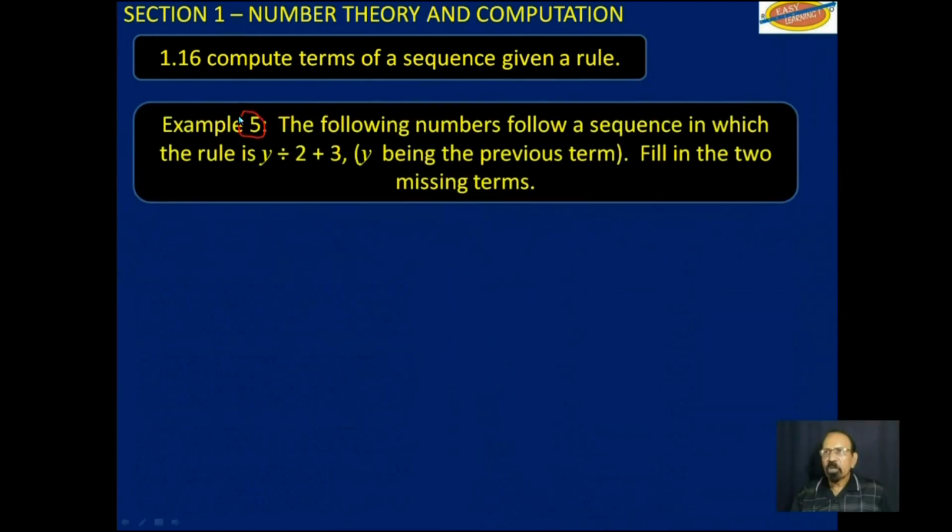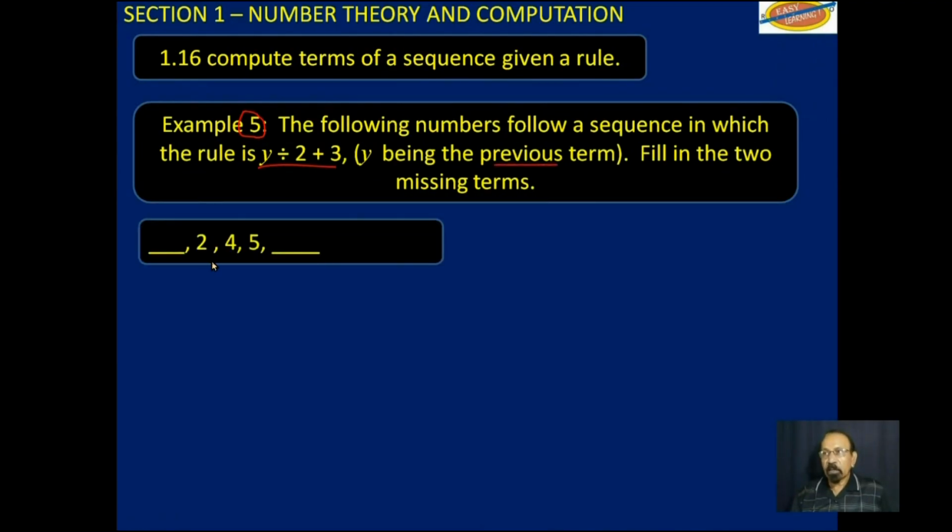Example 5. The following numbers follow a sequence in which the rule is y divided by 2 plus 3. That would give you the next term using the previous term, y being the previous term. So we have a term to fill in here to begin with. We have 2, 4, and 5. If we divide 2 by 2, we will get 1, and we add 3, we will get 4. Divide 4 by 2, we will get 2, and we add 3, we will get 5. Divide 5 by 2, we will get 2.5, and we add 3, we will get 5.5.